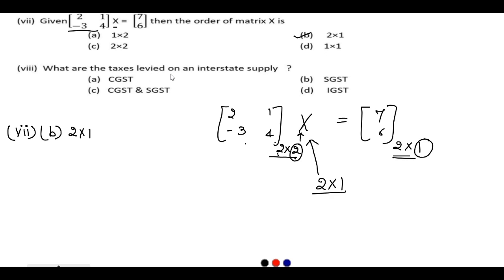What are the taxes levied on an interstate supply? Interstate means between two states. When a transaction is between two states, then only IGST is applicable.